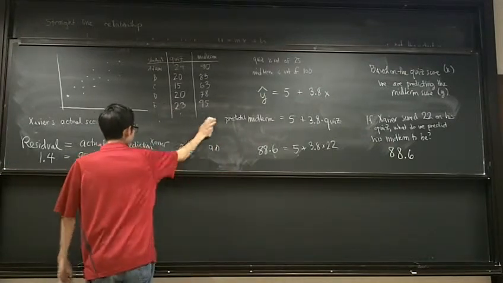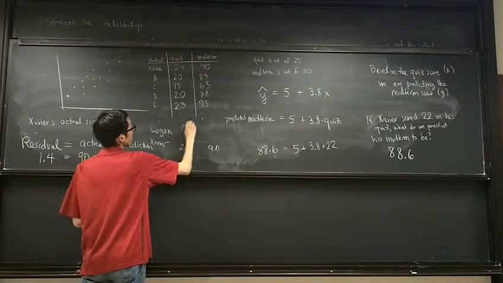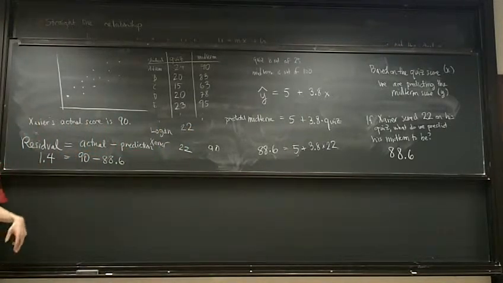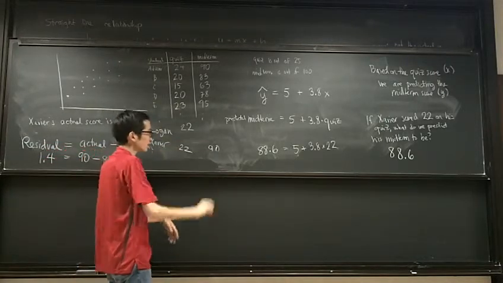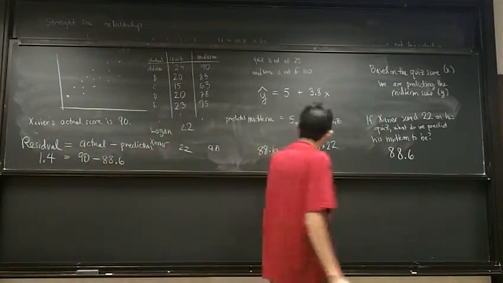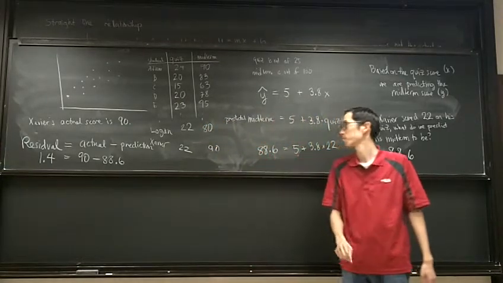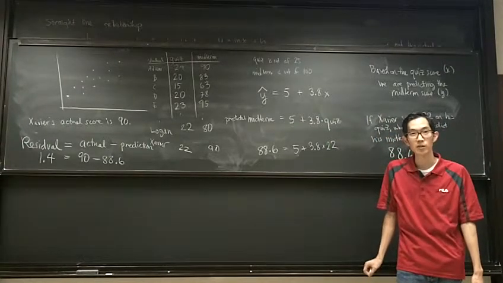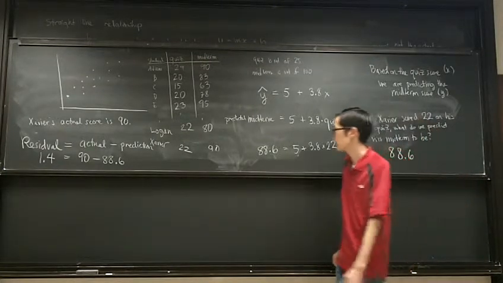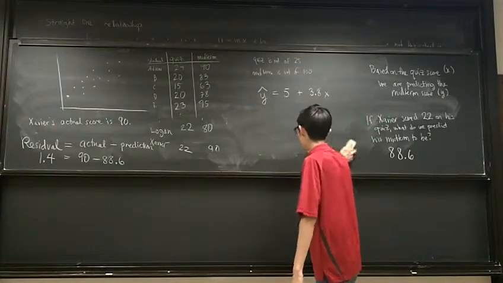Let's say Xavier has a friend named Logan. Logan also scored 22 on his quiz. What do we predict his midterm score to be? 88.6, right? We put in 22, we're going to get the same number out. Let's say Logan scored an 80 on the midterm. What is Logan's residual? Negative 8.6. The residual for Logan is 80 minus 88.6.